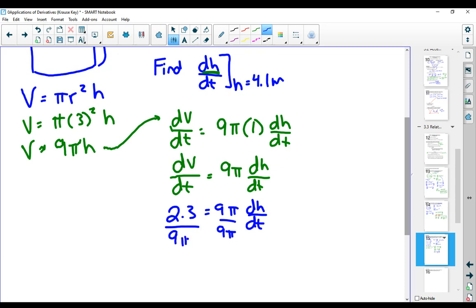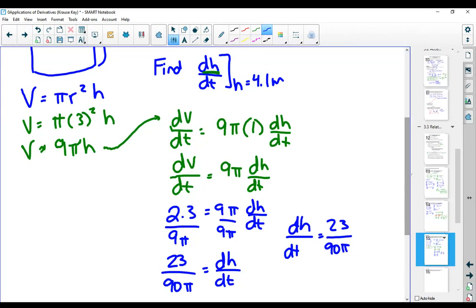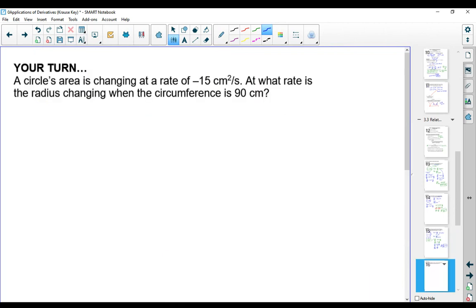Now, when we're dealing with fractions, we don't want to have any decimals in the fraction, so when we put 2.3 over 9 as a proper fraction in lowest terms, we get 23 over 90 pi equals dh/dt. There's no variables to sub into, so we're done the question. And we have that the change in height with respect to time is 23 over 90 pi meters per minute. Again, always double check your units. Now it's your turn. I want you to take a look at the question, pause the video, try it on your own, and then come back.